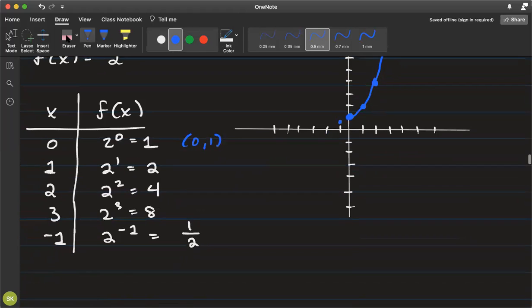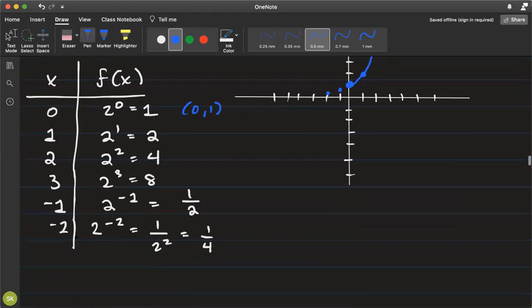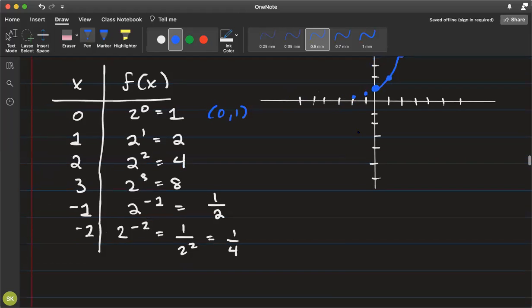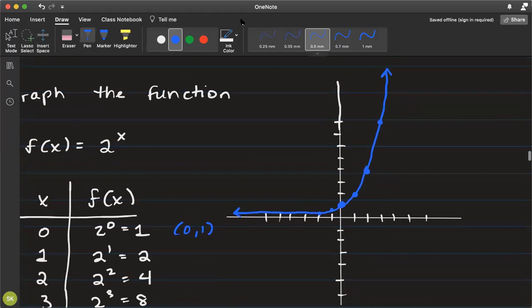And then if I plug in, let's say, -2 into my function, I get 2 to the -2, which is 1 over 2 squared, which is 1 over 4. And 1/4 is smaller than 1/2. So we're going to have a point that's closer to 0 here. And the bigger the number, but negative, the closer you're going to get to 0. So if you keep doing this, your line is going to get closer and closer to the line y equals 0. So in other words, you have an asymptote.